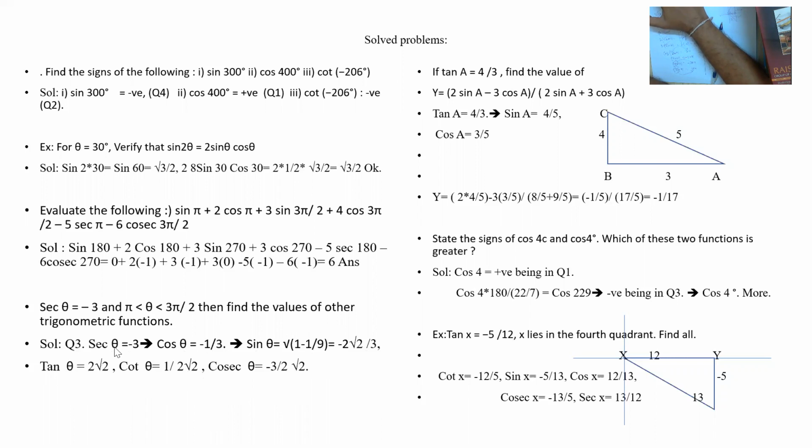Tan square theta, so secant square theta is 9 minus 1, which is 8, under root, 2 root 2. So plus. Why plus? Because it is in the third quadrant. Similarly, you see, tan is given as 4 by 3.